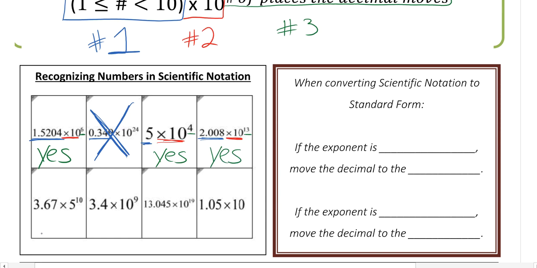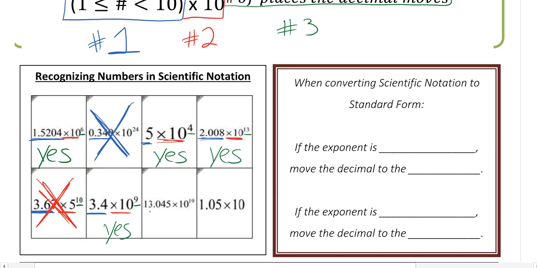If we look at that first box in the second row, I can see my first digits are 3.67. That is between 1 and 10. However, if I look at the second portion, it's times 5 raised to the 10th. That times 5 is not part of our scientific notation criteria, so that is not a number written in scientific notation. If we look at the next box, 3.4, that's between 1 and 10. We have times 10 raised to the 9th power. So yes, this is scientific notation.